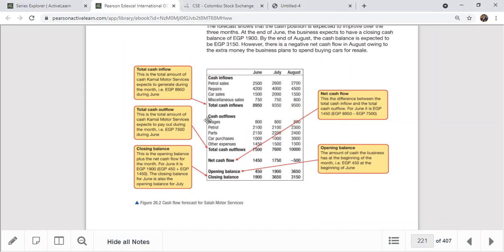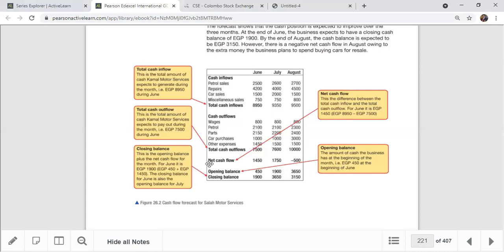After that, we have to deduct the cash outflows. The main cash outflows are wages, petrol, parts, spare parts, car purchases, and other expenses. You can see all of these going as cash outflows. These are the main headings, the bolded lines. And the difference between total cash inflows and total cash outflows, we call net cash flow. This is the definition of net cash flow given here: the difference between the total cash inflow and the total cash outflow.